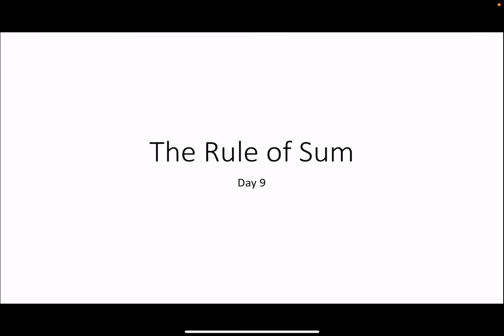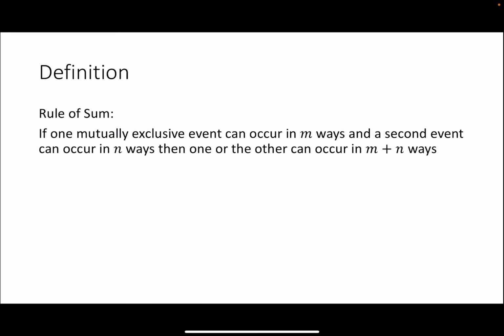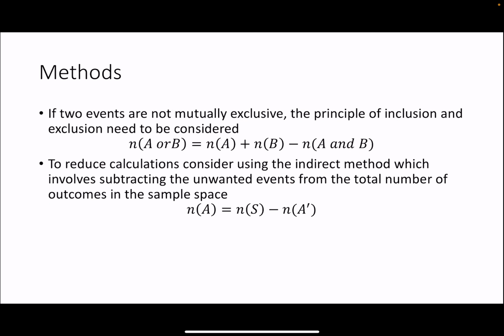Today we're going to learn about something called the rule of sum. The rule of sum states this: if one mutually exclusive event can occur in m ways, and a second event can occur in n ways, then one or the other, or inclusive, can occur in m plus n ways. Now, we really have to see that in action.